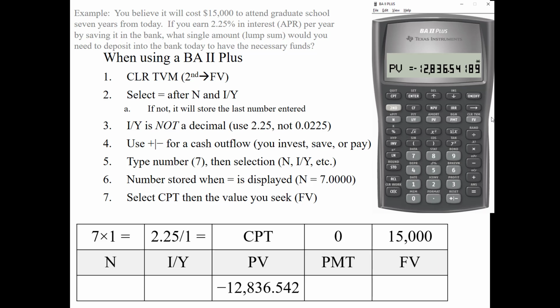You'll notice that it's a minus sign here because that assumes that in order to save it today, it's a cash outflow. It would be money coming out of our wallet to go into the bank. The $15,000 was a positive value because it's money that would be added back to our wallet. And so for this case, if we needed to save a single amount today and we were able to earn 2.25% interest for 7 years, if we needed $15,000, we would have to save $12,836 and about 54 cents.